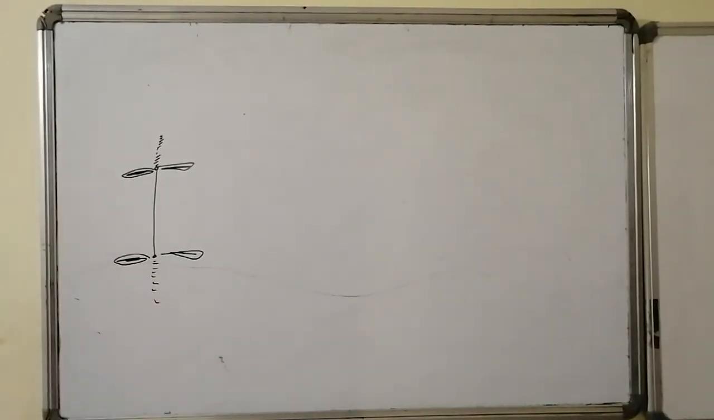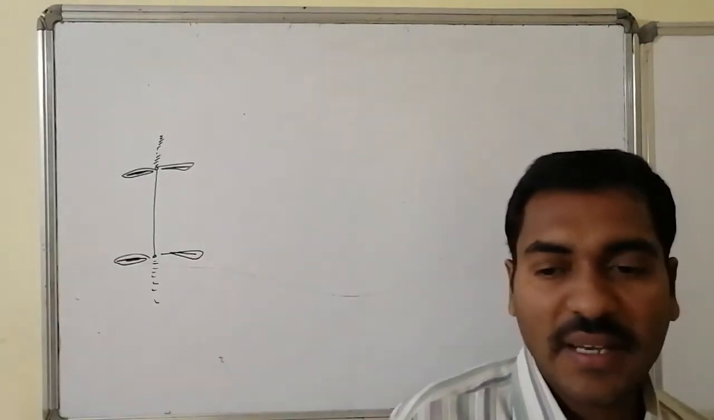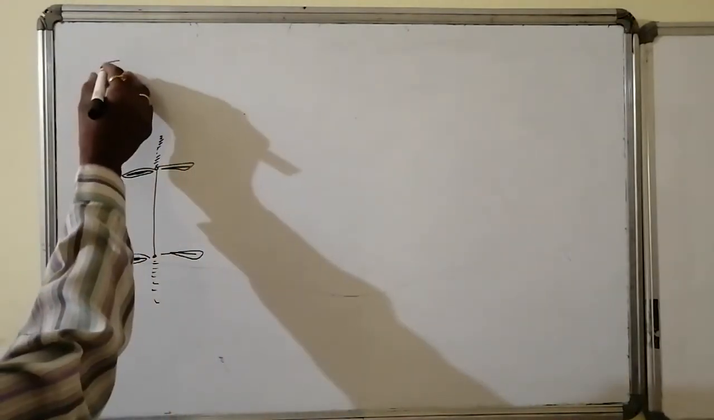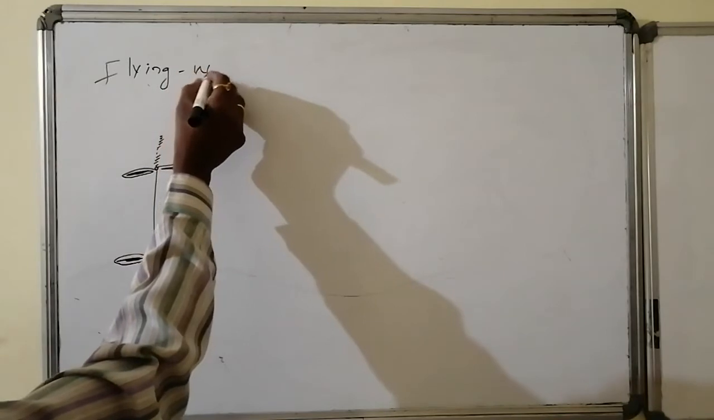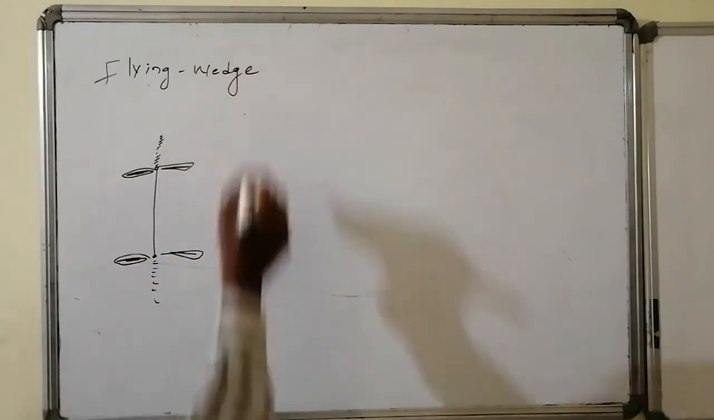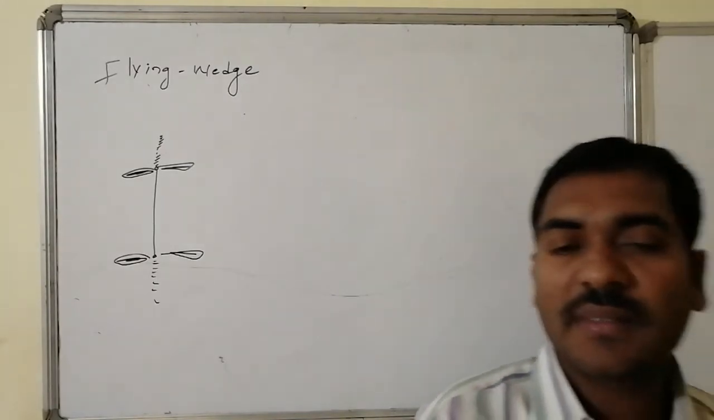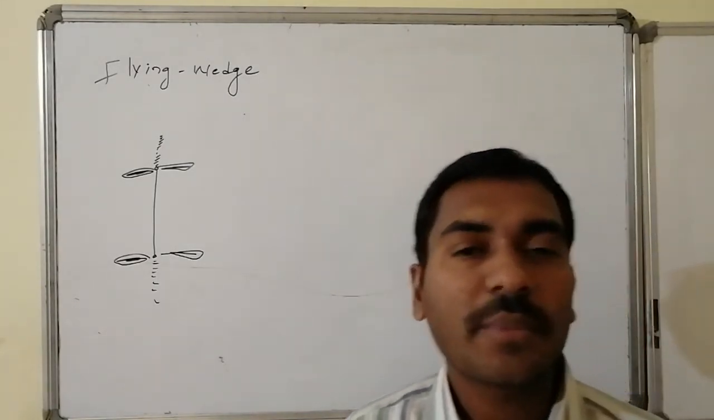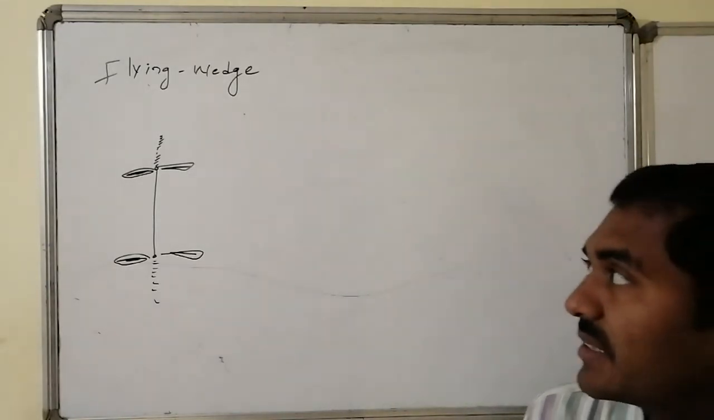Yes, friends. Yesterday we discussed the flying wedge as well as the Fischer presentation, and this is one of the flying wedge presentations, whereas here more than one carbon and their connectivities are present. If more than one carbon is present, carbon-carbon connectivity is expected to be present on the plane.